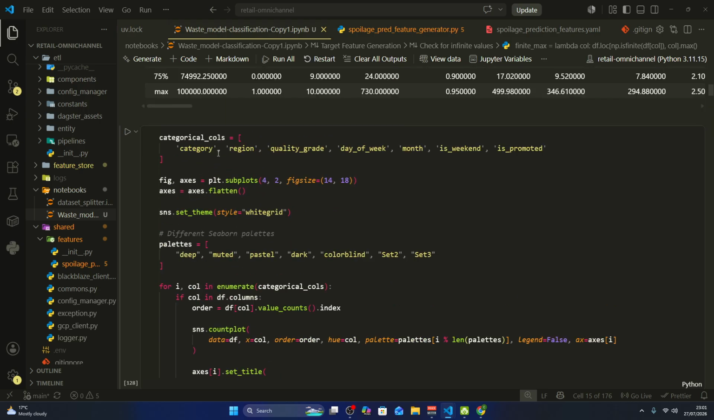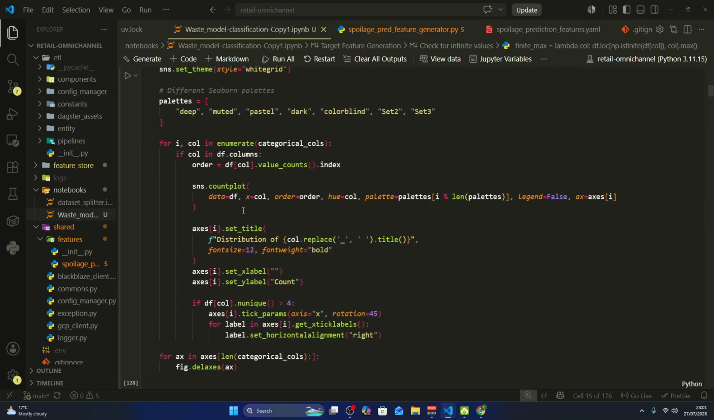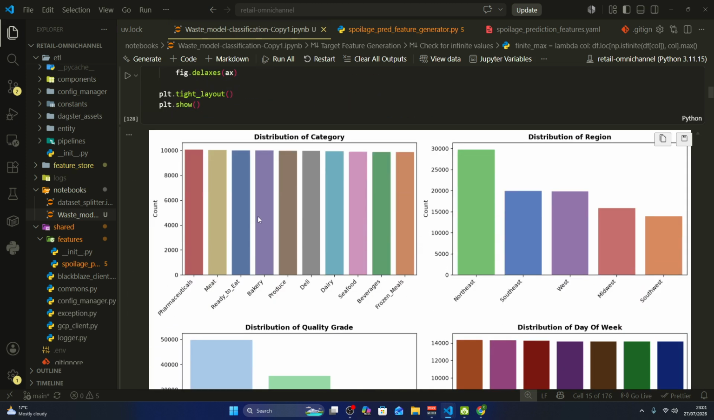These are the categorical columns, and then you start with some EDA, starting with the distribution. So distribution by category: pharmaceuticals, meat, ready to eat, bakery, produce. They're almost 10,000 each in terms of distribution. So we have an equal count of each product category.